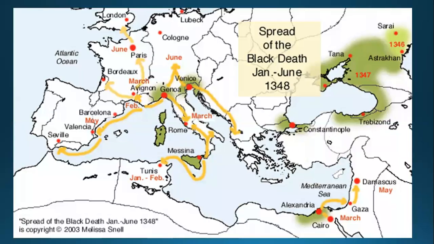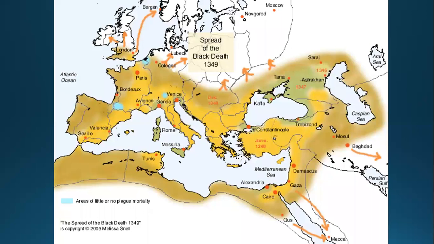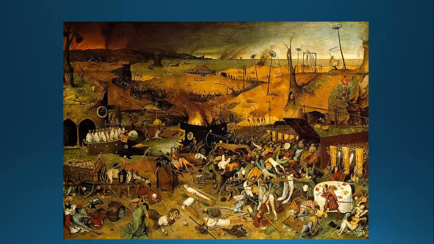We go from these shaded green areas in 1348 to all of these affected areas shaded in the following year. Pretty quickly spreading. And this is just an artist's rendition of the destruction that happened during the Black Death. So you have all the people that are sick. There's also war going on and famine along with the plague.